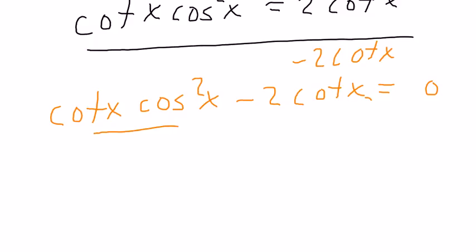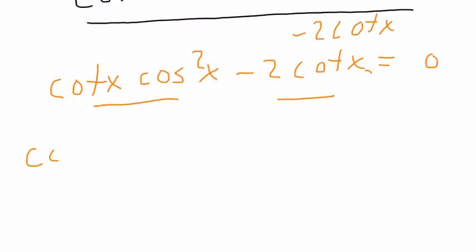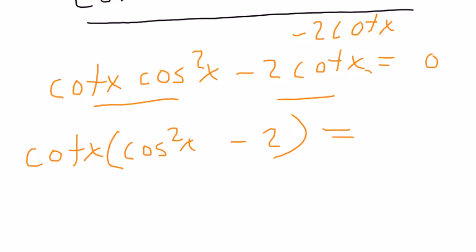I have 2 unlike terms here together, and then I have cotangent here. So what I'm going to do is divide out cotangent from both of these, factor that out: cotangent times (cosine squared x minus 2) equals 0. So why can I do that? Well, both terms have cotangent in them, and then I'm just writing out what's left over inside the parentheses.